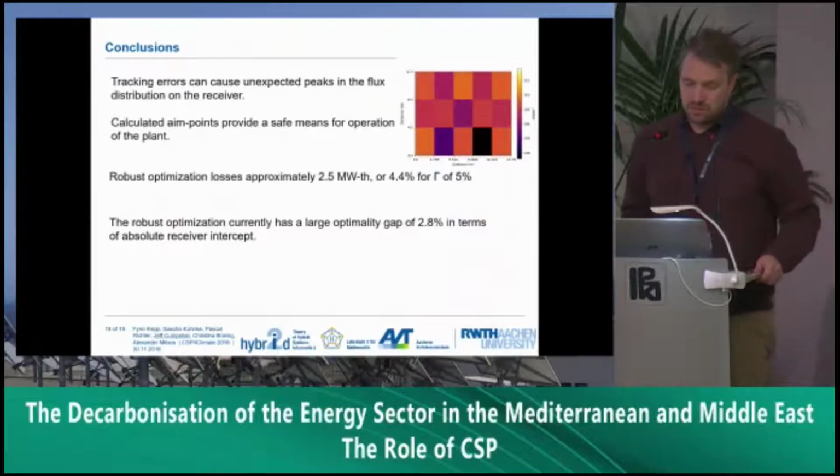So in conclusion, tracking errors can cause unexpected peaks in the flux distribution on the receiver. The calculated aim points provide a safe means for operation of the plant. And the robust optimization loses approximately 2.5 megawatts thermal, or 4.4%, for a gamma of 5% of heliostats operating in the worst case. The robust optimization currently has a large optimality gap of 2.8%.